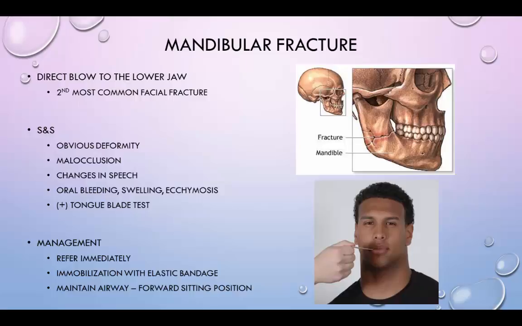The tongue blade test is performed by placing a wooden tongue blade between the teeth and then trying to pry the jaw open. If someone has a mandibular fracture, they are not going to be able to hold the tongue blade between their teeth, or you will easily be able to pry their mouth open.